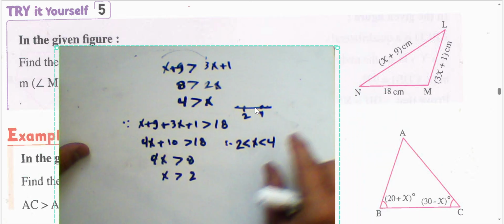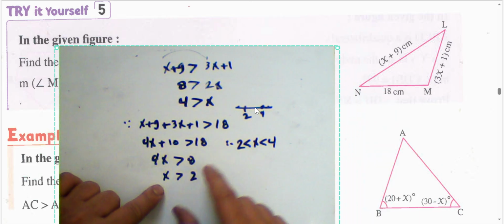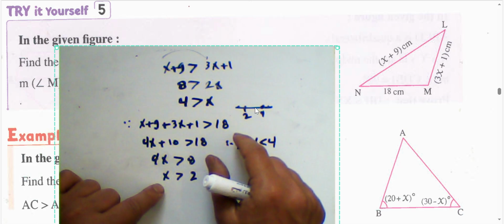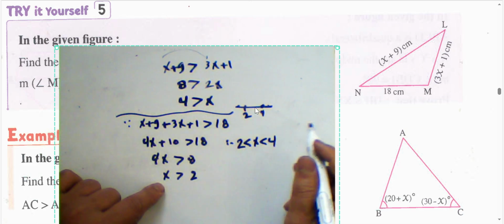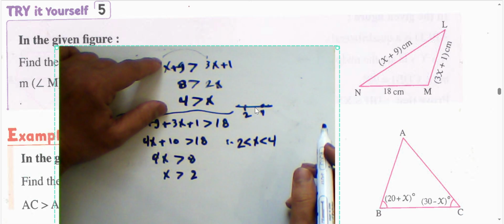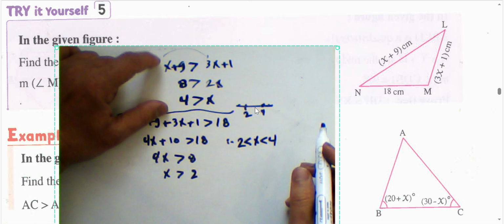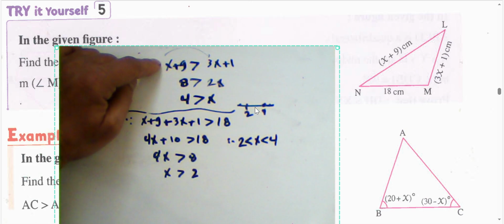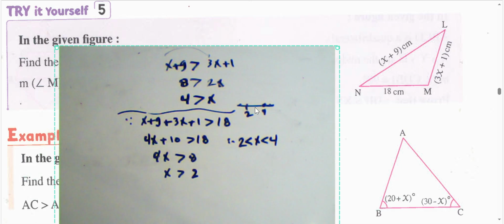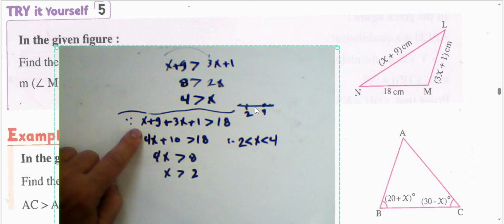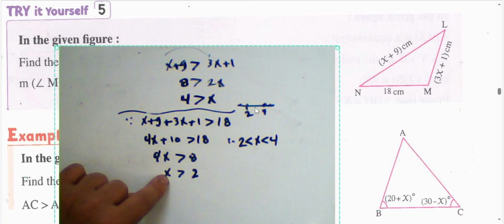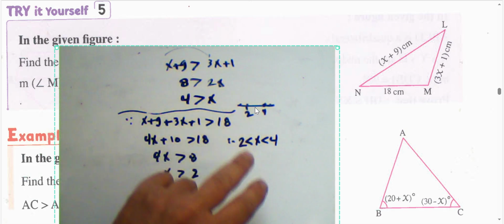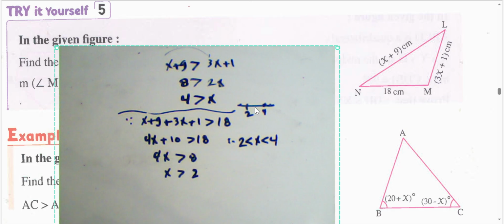Okay, understood? This relation, x greater than 2, and here we can use this relation about measure of angle m greater than measure of angle n, then x plus 9 greater than 3x plus 1. And also the sum of any two sides greater than the third, then x greater than 2. Then x lies between 2 and 4, x greater than 2 and less than 4.